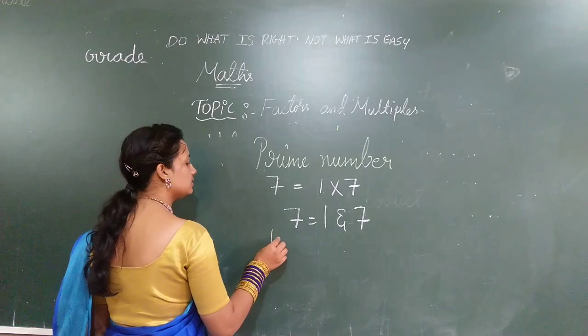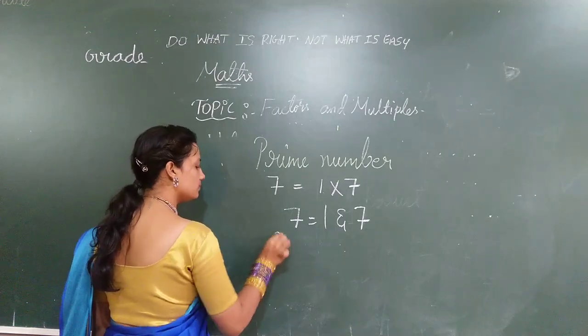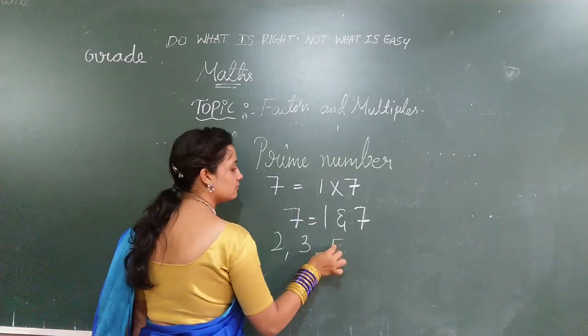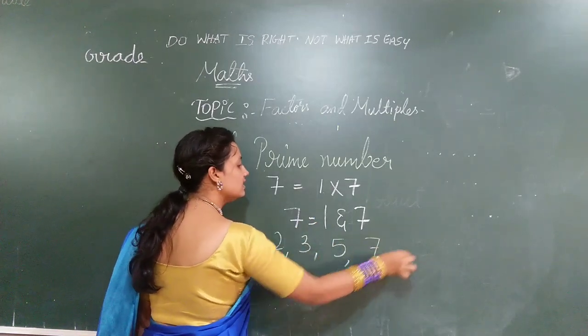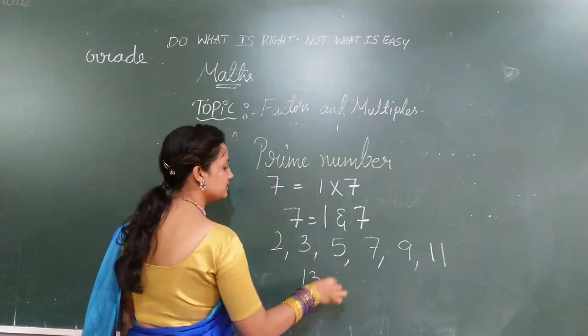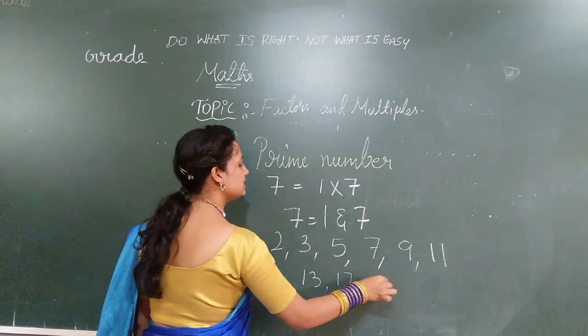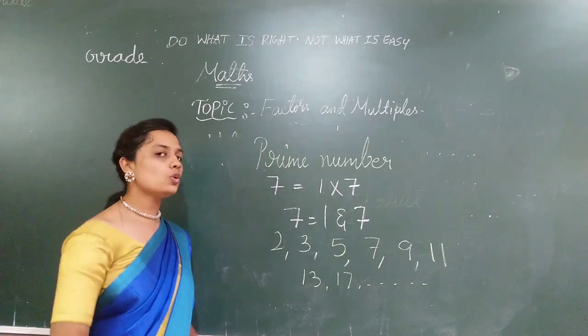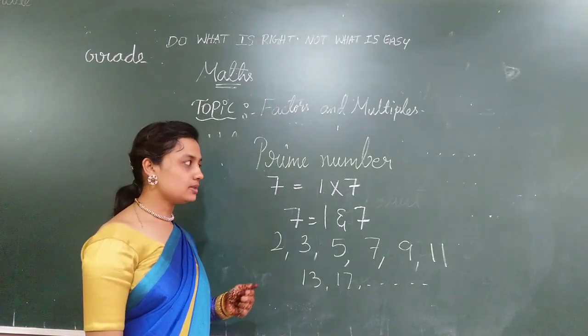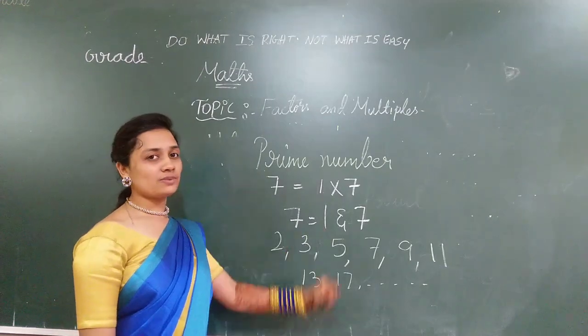So any number having the factors 1 and the number itself is called a prime number. Examples you can give are 2, 3, 5, 7, 11, 13, 17, 19 and it goes on. 4 is not a prime. You have so many prime numbers. These are a few of the examples. So now you know what is a prime number.